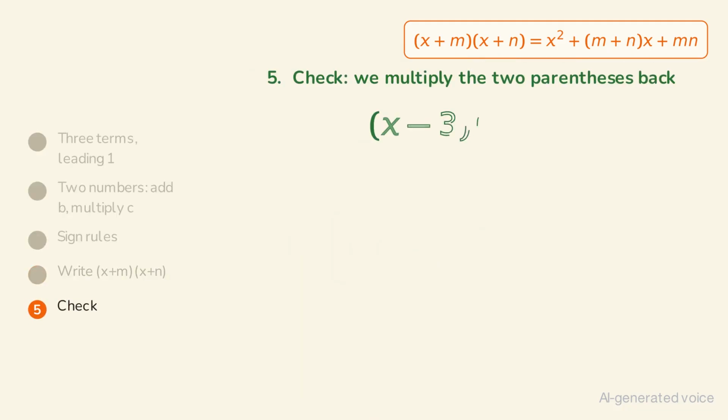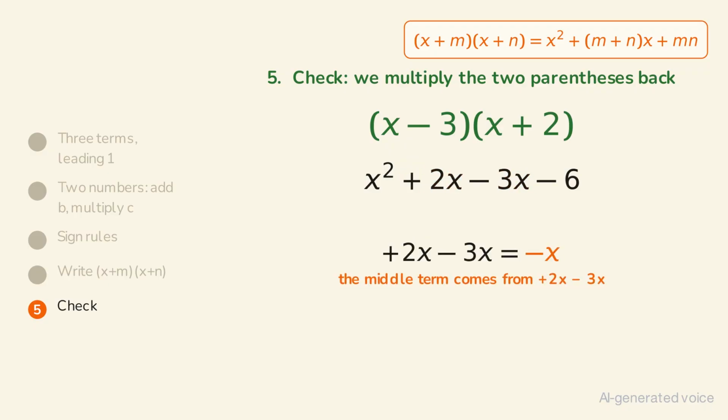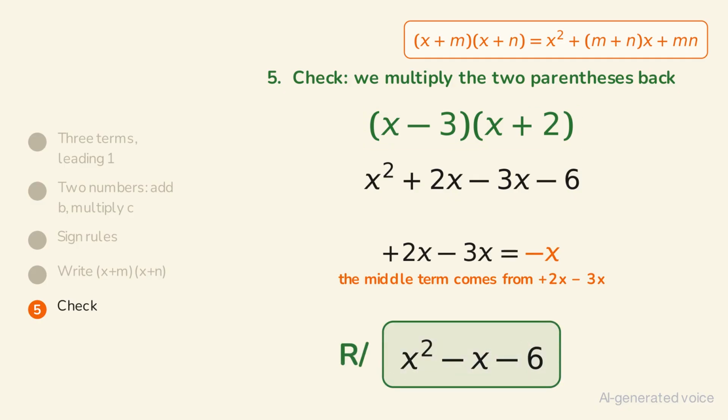Step 5. Check. We multiply the 2 parentheses back, term by term. x times x gives x squared. x times plus 2 gives plus 2x. Minus 3 times x gives minus 3x. And minus 3 times plus 2 gives minus 6. Look at the middle term: plus 2x minus 3x gives minus x, exactly the middle of the original. Putting it all together, we get back x squared minus x minus 6, the original. The factoring is correct.